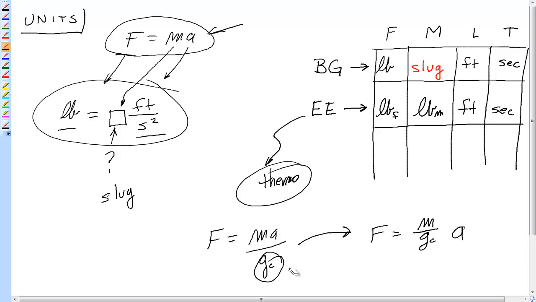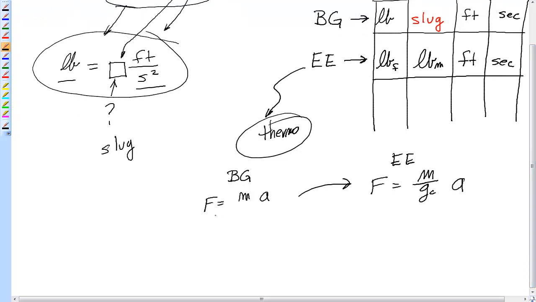Now, let's take a look at this for half a second. Let's look at a British gravitational representation and an English engineering representation. First and foremost, the units on the force are the same, and the units on the acceleration are the same. As a result, you could contend that a slug is somehow related to a pound mass over g sub c. And as it turns out, g sub c was nothing more than 32.174 pounds mass feet per second squared pounds force, and it was a mess.